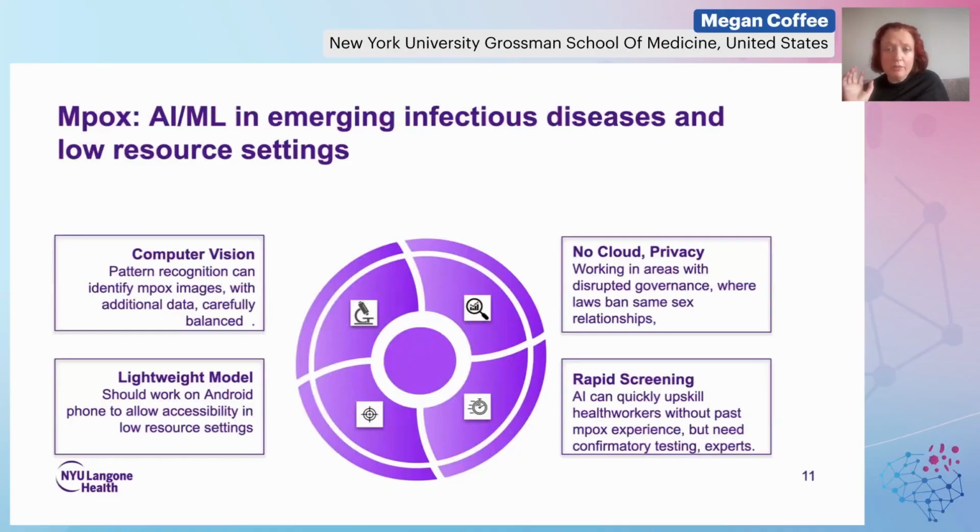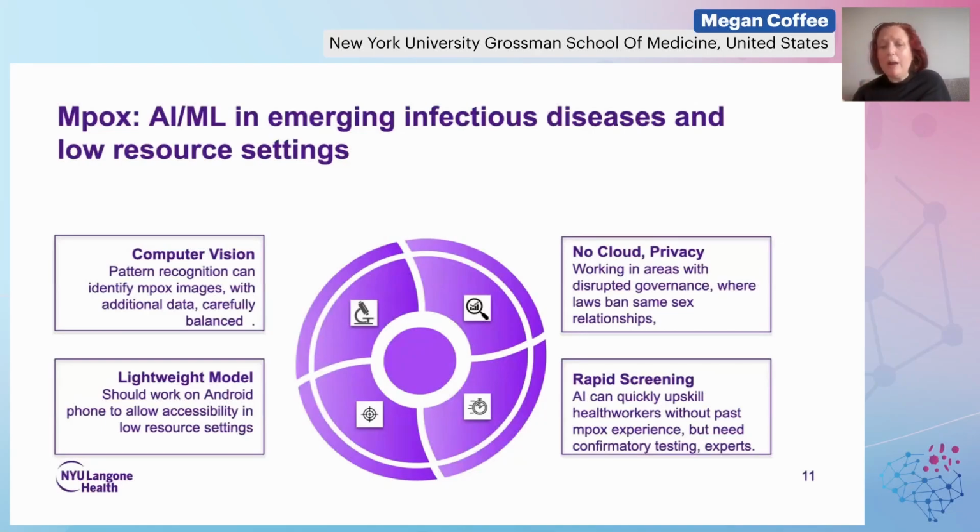We wanted to have no cloud for real privacy. So we're working in areas that are disrupted in terms of governance. The M23 Rebel Group went into one area where we collaborate in the DRC, the Democratic Republic of Congo. We work in other countries that have laws that ban same-sex relationships. So we really need to have this data not be going to a cloud.